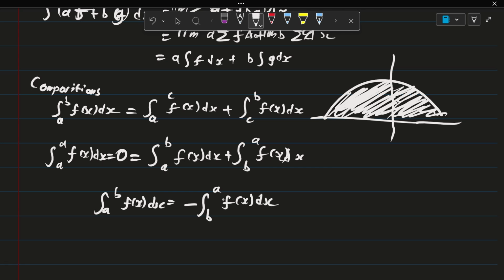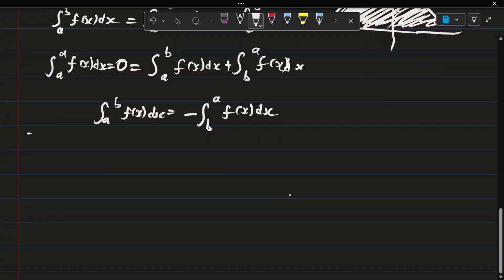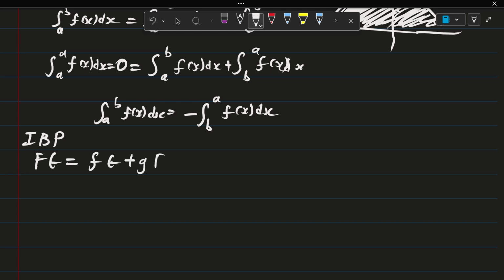The last property to discuss is integration by parts. So how do we prove integration by parts? Let's try to remember the product rule. If we have F and g, let's just write this in big notation first. The derivative of Fg will be fg plus Gf.